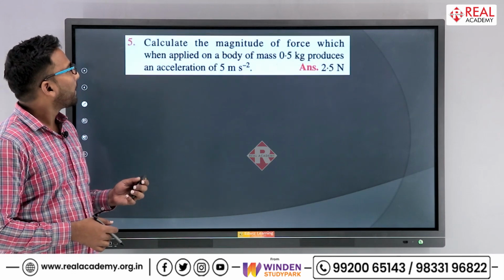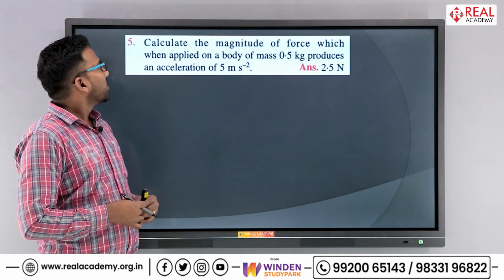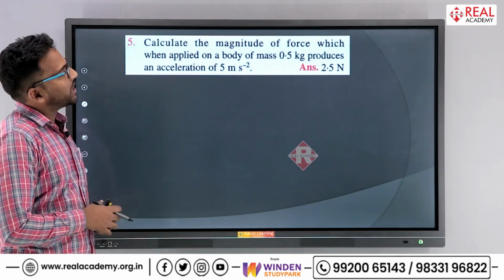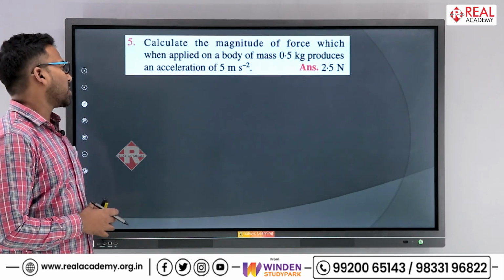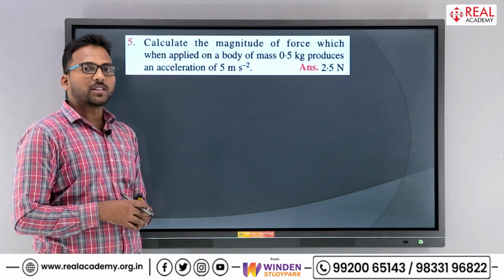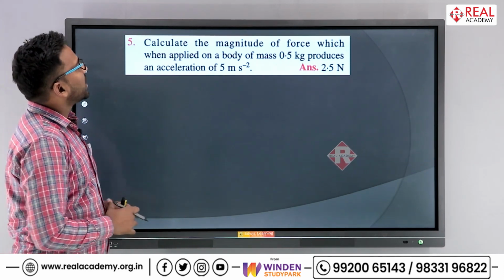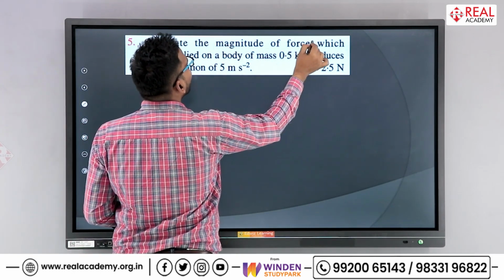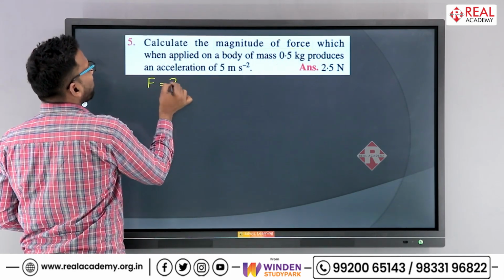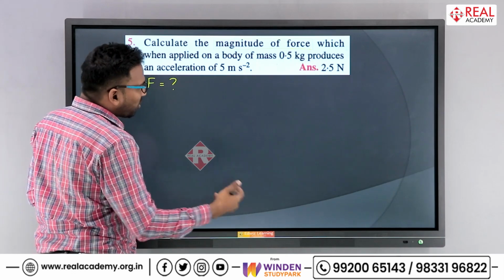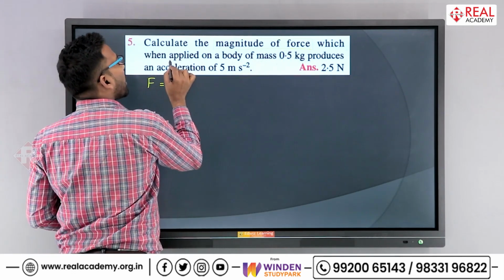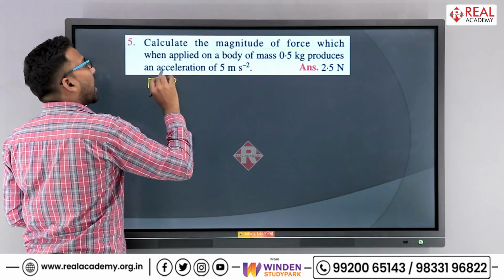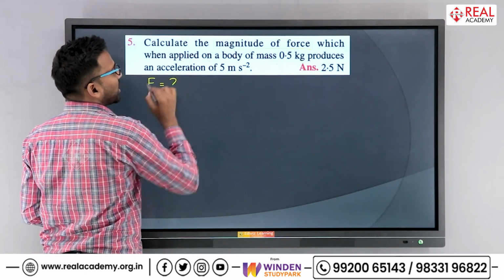Next question. Calculate the magnitude of force which when applied on a body of mass 0.5 kg produces an acceleration of 5 meter per second square. Very good question. Here they are asking us to calculate the magnitude of force. Ultimately they are asking for the value of force only, which when applied on a body of mass 0.5 kg produces an acceleration of 5 meter per second square.